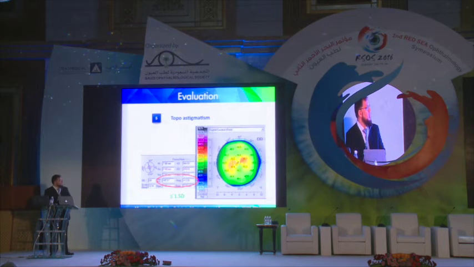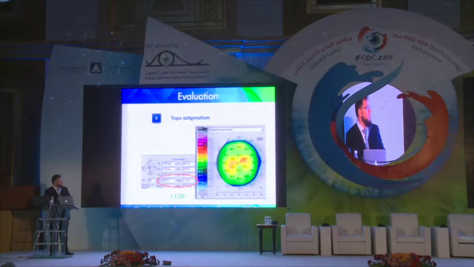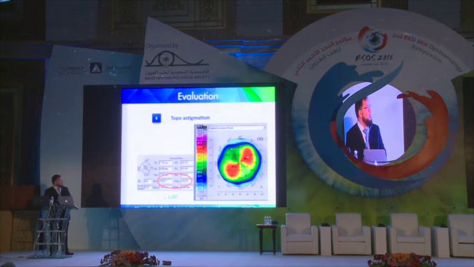Coming to the astigmatism. If we have against the rule astigmatism, the cutoff point for the against the rule astigmatism is 1.5 diopters, above which it should be suspicious. And when we have oblique astigmatism, above 2 diopters should be considered as suspicious.